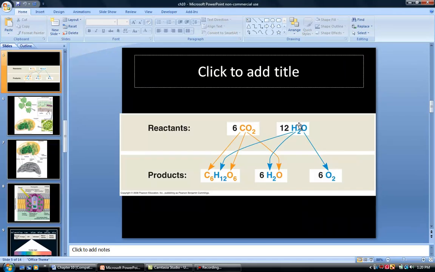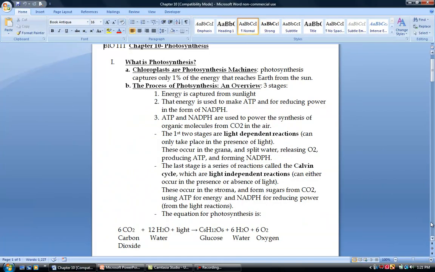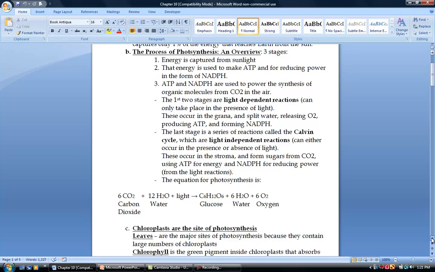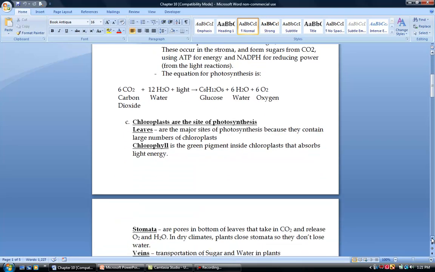This next slide kind of shows that. So you've got carbon dioxide, and that's going to be used partially to make sugar, that's glucose right here, and as a byproduct, water. And then the water that the plant takes in is going to be where the oxygen comes from when it makes oxygen. So that's really important to understand about that. Okay, let's go back to the notes here. At the bottom here you can see the equation for photosynthesis that we went over.